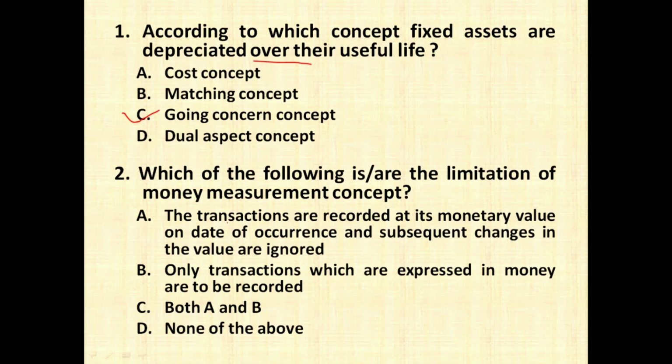The transactions are recorded at its monetary value on date of occurrence, and subsequent change in the value is ignored. So definitely this is a limitation of money measurement concept, that we record it as per today's date or today's value, but we do not consider the value which is going to happen in future, that is the changes in that particular value. Only transactions which are expressed in money are to be recorded. So this is also a limitation of money measurement concept. So the right answer is going to be both A and B.